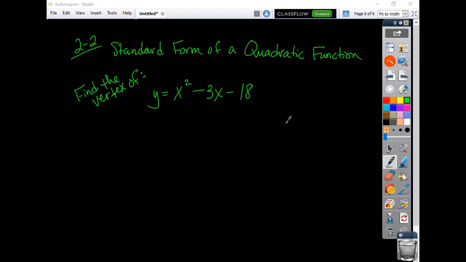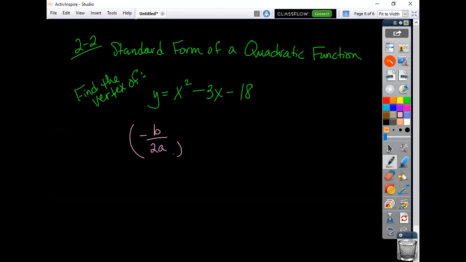the vertex. In case you forgot, to find the vertex, the x value can be found in the book. It shows you this formula and how they came about it, but negative b over 2a. And then after you solve that, so right here we have an a. If there's nothing there, that would be 1. We have b here of negative 3, and this c of negative 18. In case you forgot, that's where they come from in the standard form: ax squared plus bx plus c.